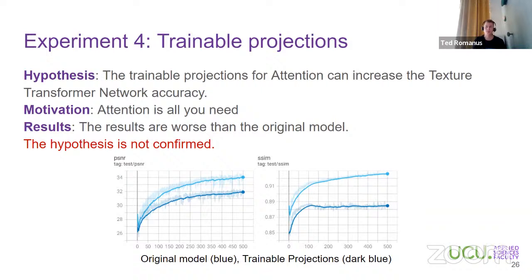The last modification we tried was to apply linear projections to the input and reference image before computing the attention map. Here, the original model is blue and trainable projections is dark blue. The results show that for SCM, the trainable projections stop improving at the very beginning of the training. This means that the model cannot improve the structural information of an image over training. At the same time, increasing PSNR and not increasing SCM typically means that the model started producing blurred results. And it can be shown in the images.